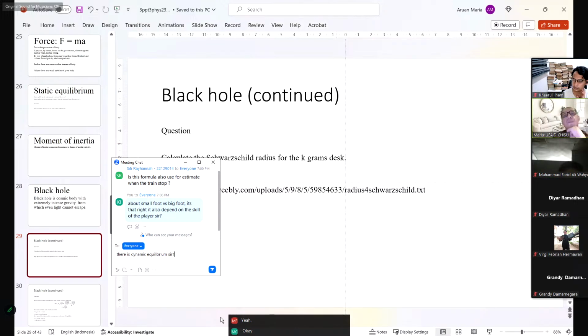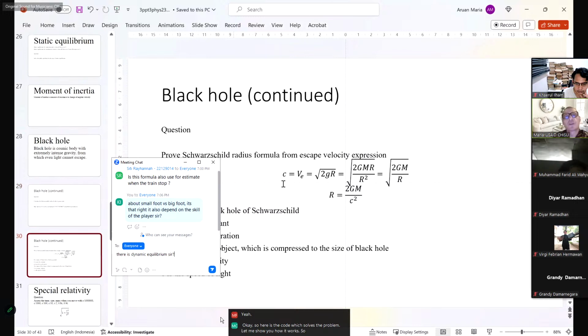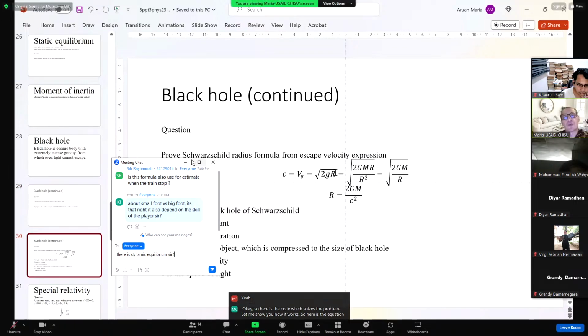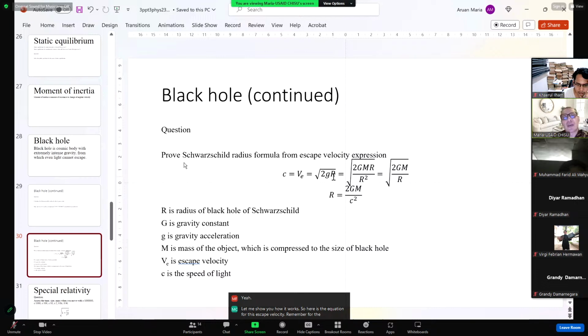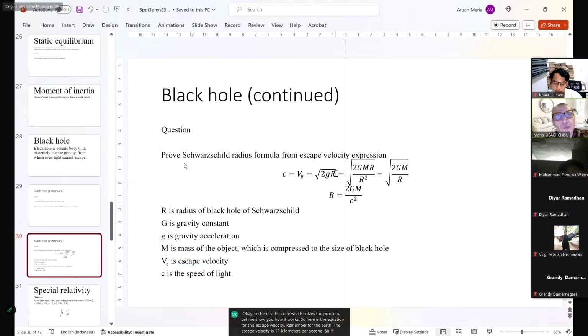Okay. So here is the code which solves the problem. Let me show you how it works. So here is the equation for the escape velocity. Remember, for the Earth, the escape velocity is 11 kilometers per second. So if you want to fly to the moon, for example, you must move with the velocity of approximately 11 kilometers per second, right? But the speed of light is 300,000 kilometers per second, right? So it's much faster.